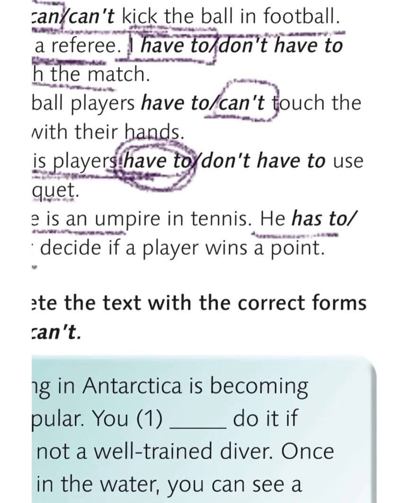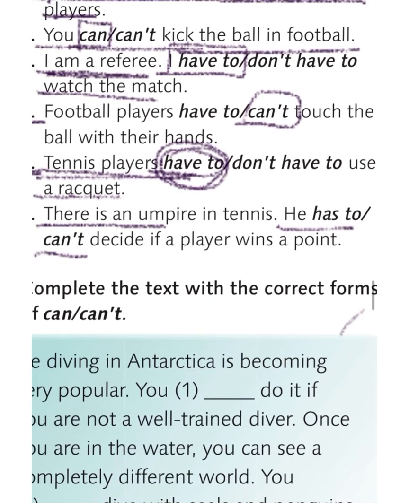يجب عليه he has to ولا لا يستطيع أن يحدد إذا اللاعب أخذ نقطة ربح نقطة. No, he has to. يجب عليه. He as an umpire. هو حكم. لأنه حكم, he has to decide if a player wins a point. يجب عليه أن يحدد لو اللاعب ربح نقطة أخذ نقطة.